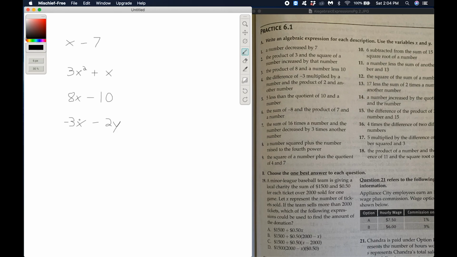Number 5, 5 less than the quotient of 10 and another number. So we know quotient is for division, okay, and 5 less is subtraction. So it will be 10 and a number. I'm writing slow because I'm using this mouse pad. 10 and a number, you know, less 5. Okay, so minus 5.